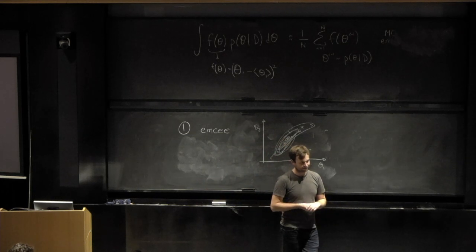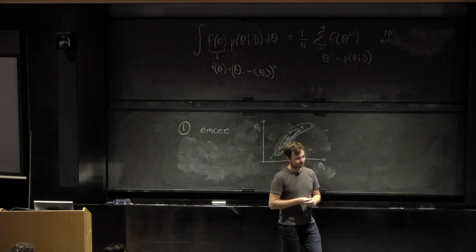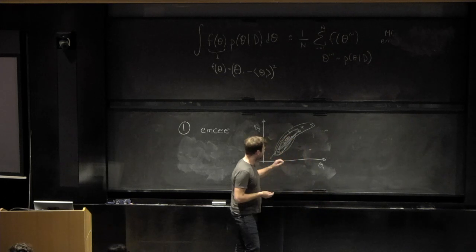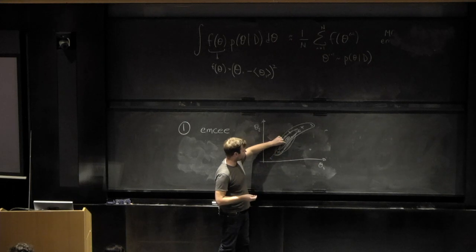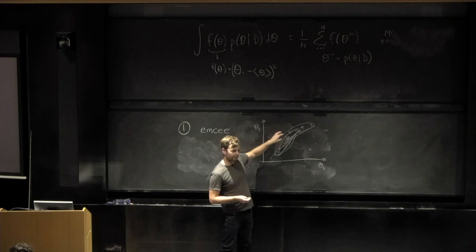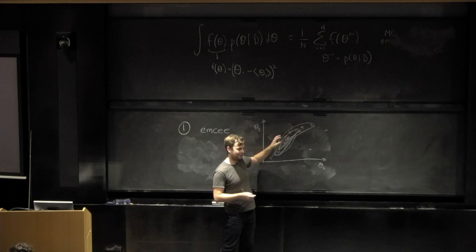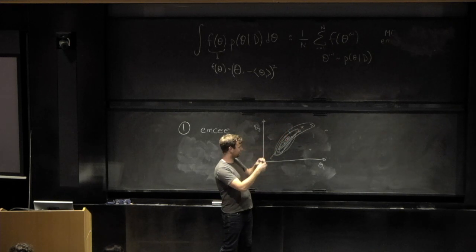What does it mean that you update the position of half of the walkers depending on the other? Like, what is the condition? Oh, yeah. So the way that it worked was, when you update this guy, you randomly choose another walker from the complementary ensemble, which is anything that's not within the subset.